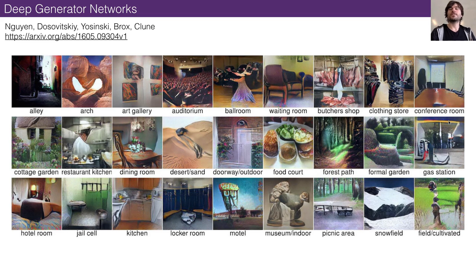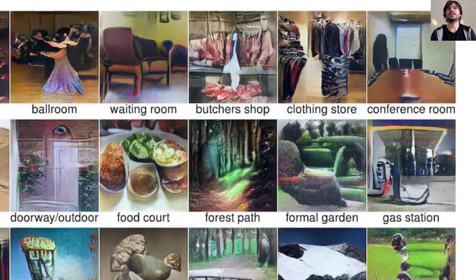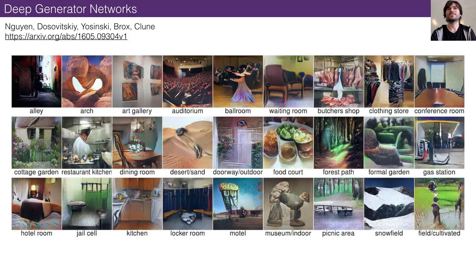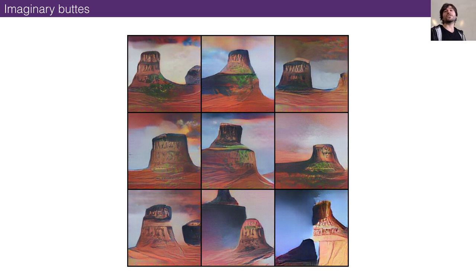These are generated from a dataset called Places365. So look at these: art gallery, auditorium, ballroom, butcher shop, conference room, gas station, snowfield, picnic area, museum. I love the museum. That's really whack. Imaginary places, so balconies, beach houses, general stores, soccer fields, pizzerias, hostels, and so on. I took some of these. So you get a lot of variety, right? Every time you throw in a different input code, you get a different image.